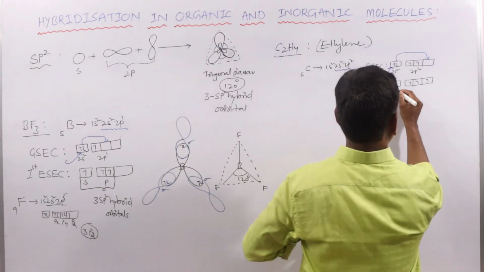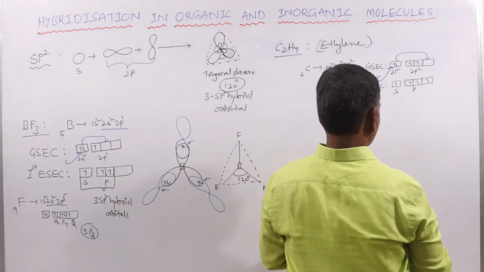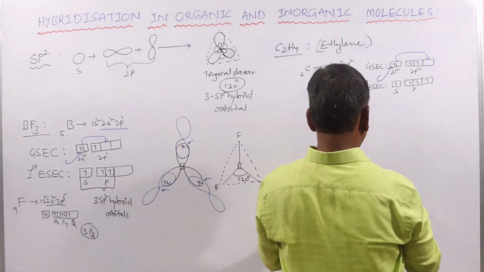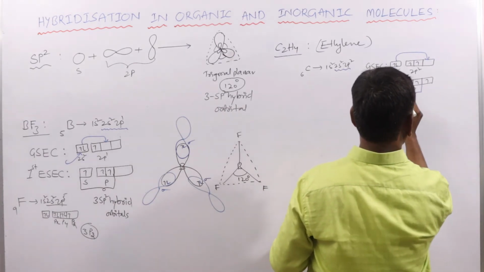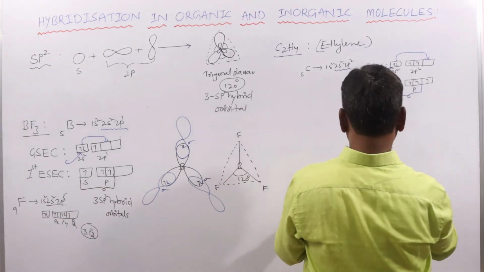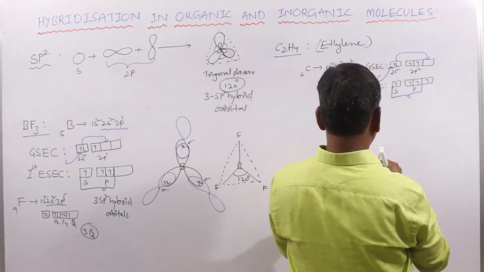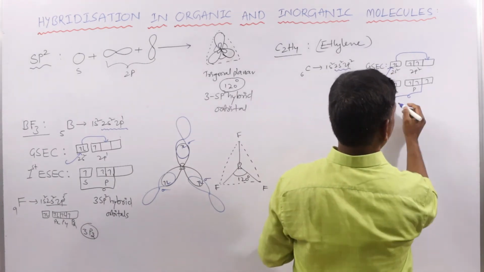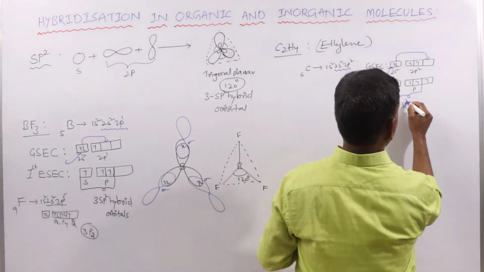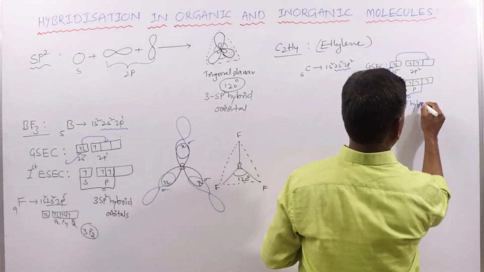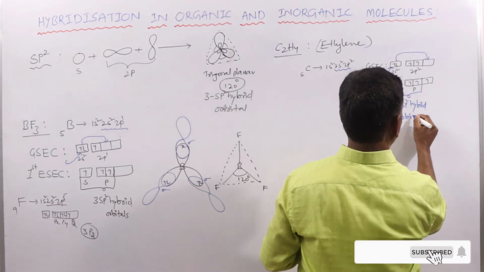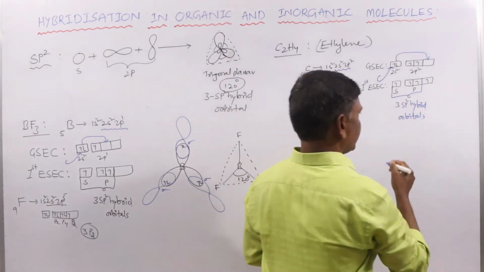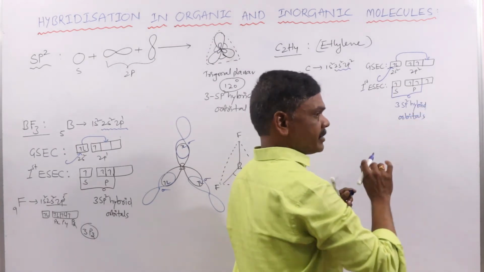Now there is one s orbital and these are p orbitals. So what is the hybridization? It is sp2 hybridization: one s orbital and 2 p orbitals. In total, 3 sp2 hybrid orbitals are formed.